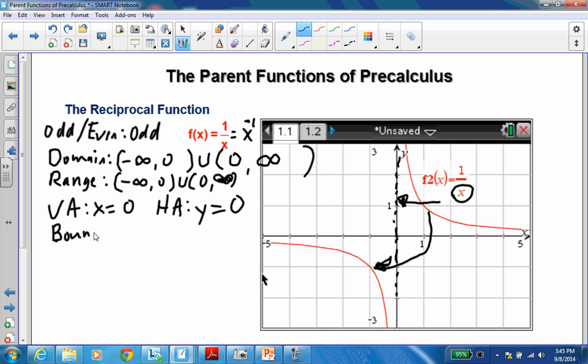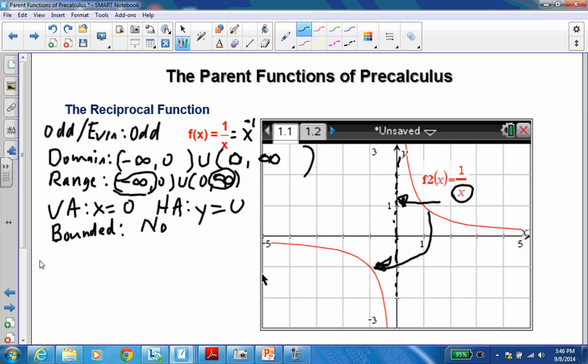Okay, bounded. Is this function bounded? This question is a little tricky for boundedness. No, the function is not bounded, because if you look at this, the function goes down toward negative infinity here and goes up toward infinity. So there's not a lower or upper bound to it. So the function has no boundedness. All right?